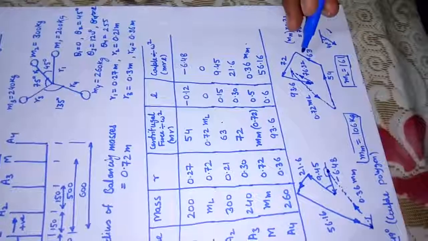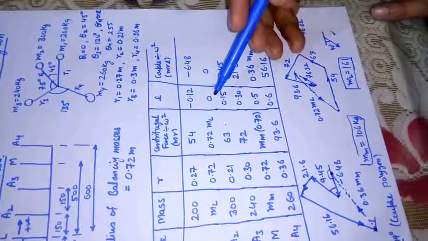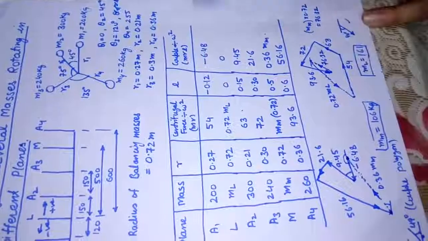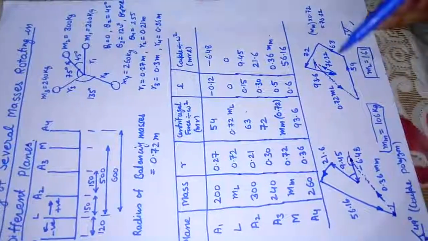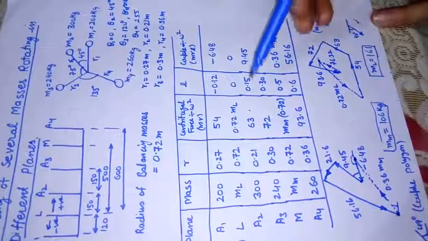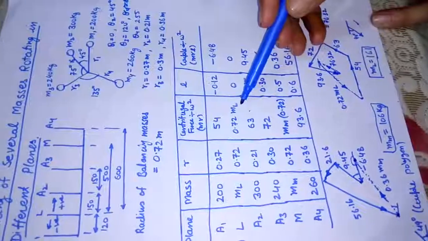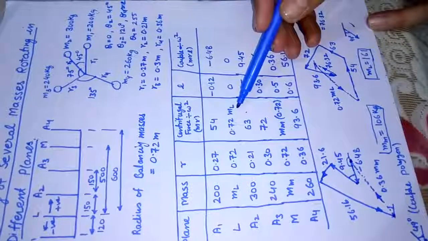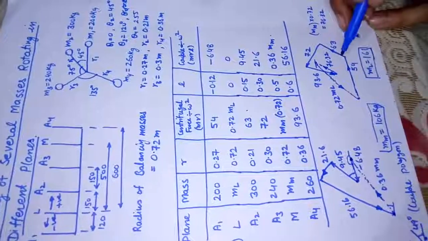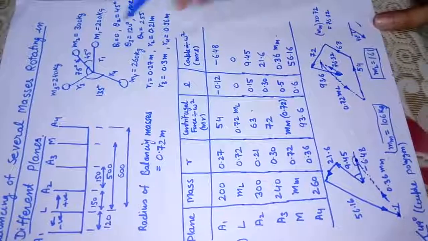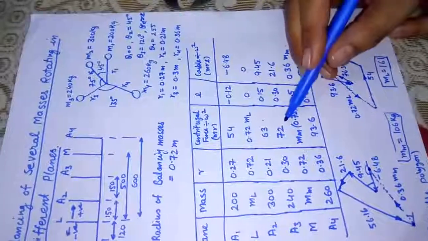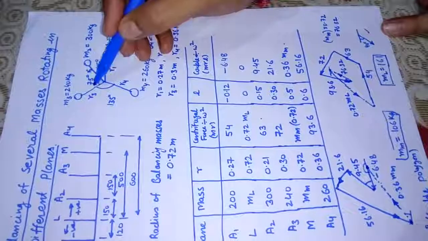Now how to make the force polygon? We'll start similarly with the first one, 54. That is positive, so it will be in this direction. So this is taken as positive 54. Then after that we'll have 63, which is unknown, so we'll keep it as the last side. We'll take this one, 63, along the direction of M2. Then 72, that is the A3 direction, so it is parallel to this.